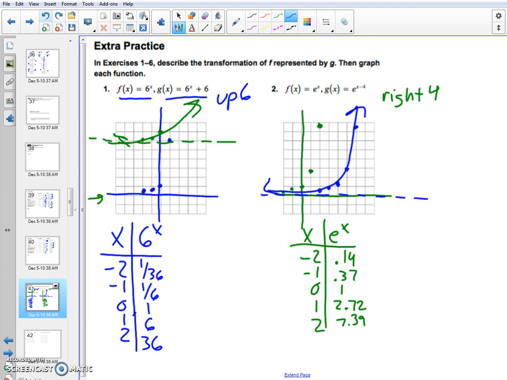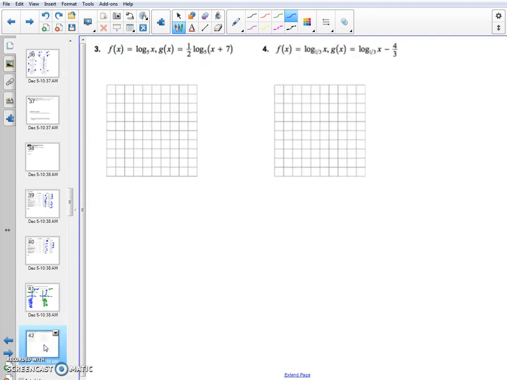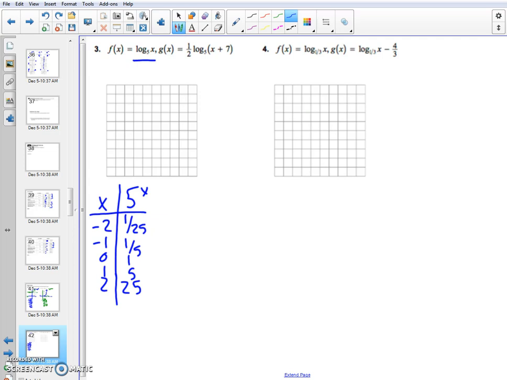Okay, let's keep plugging along here. So next, I'm getting into some of my graphs of logs. My parent function is log base 5 of x, so I know I actually need to start with a table for 5 to the x. Okay, so that would give me 1 over 25, 1 over 5, 1, 5, 25.